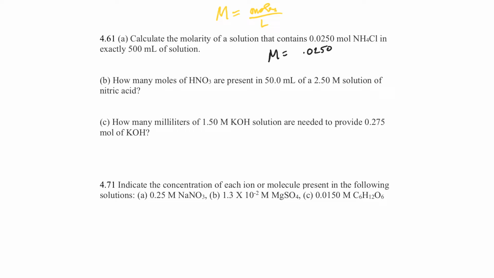0.0250 moles. And how many liters do we have? They've given us 500 milliliters. Well, there's 1,000 milliliters in a liter. That means 500 is 1/2, so this is 0.5 liters, okay?